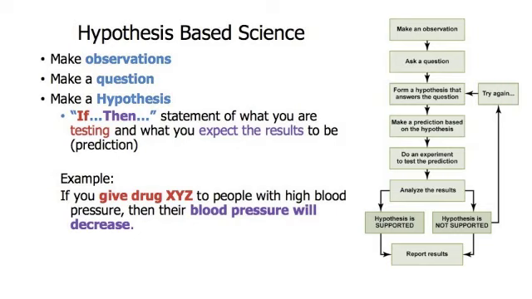So we make an observation. My flashlight doesn't work. Then we ask the question, what's wrong with my flashlight? Why doesn't it work? From there, we formulate a hypothesis. The flashlight's batteries are dead. And then we make a prediction. In other words, we say, if I replace the batteries, the flashlight will work. Then we do the experiment. We replace the flashlight's batteries with new ones.